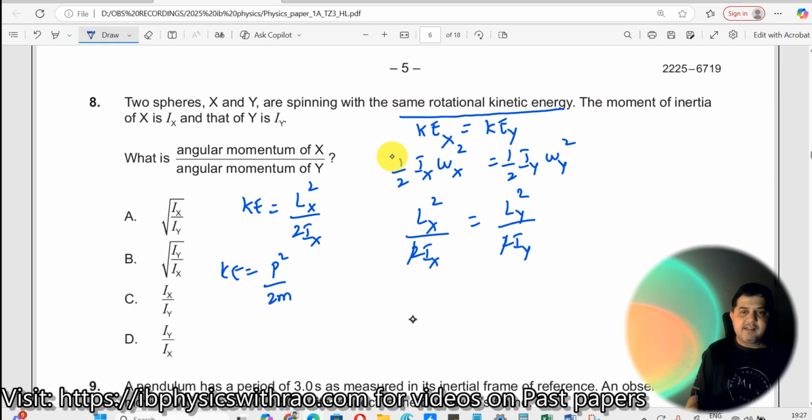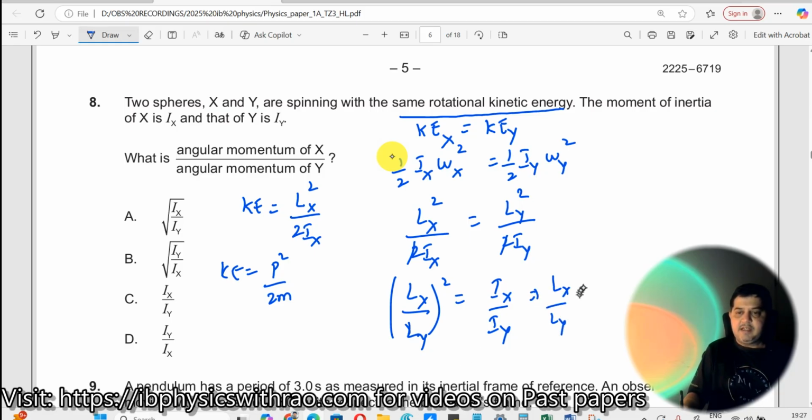And then what else is needed? He needs Lx by Ly. I'll pull this Lx and Ly downwards over here. Lx by Ly whole square is equal to Ix divided by Iy. In other words, Lx divided by Ly is equal to square root of Ix by Iy. So, which is the right answer? Root of Ix by Iy, answer is E.